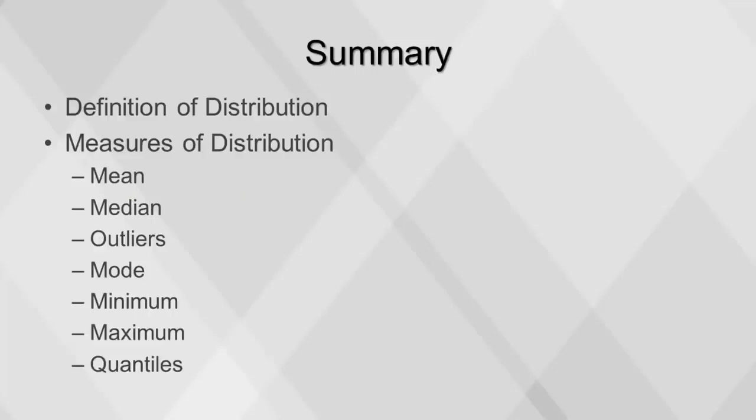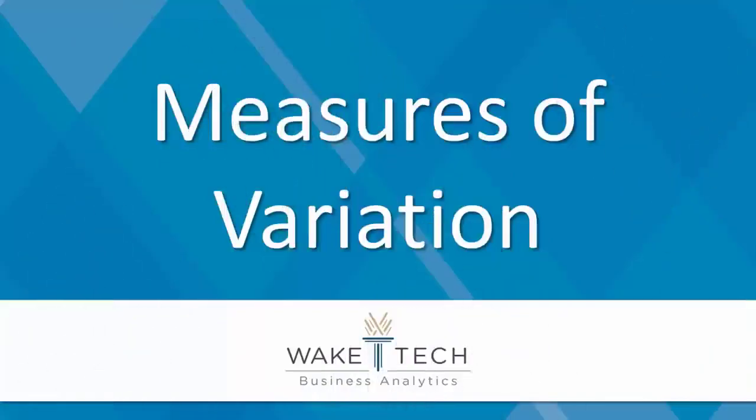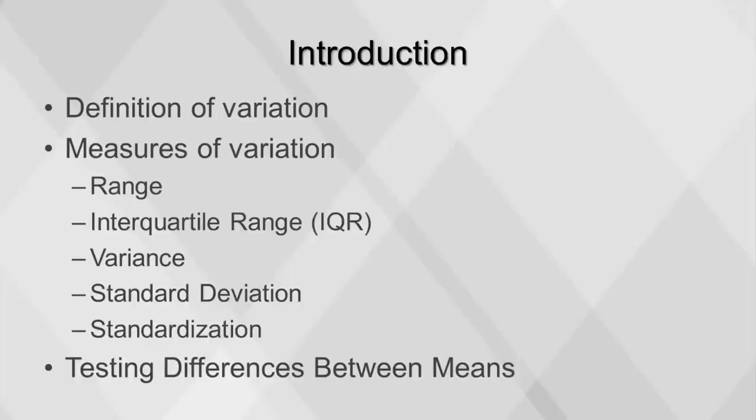This concludes our video on measures of distribution. Today we define distribution, and then we discuss the measures of distribution, including mean, median, outliers, mode, minimum and maximum values, and quantiles. This video will cover variation, including a definition of variation and the measures of variation, range, interquartile range, variance, standard deviation, and standardization, as well as testing differences between means.